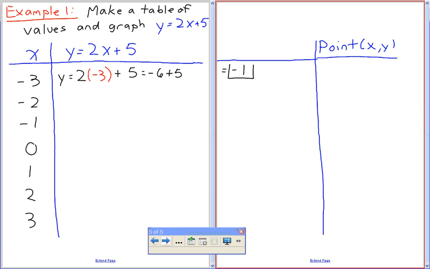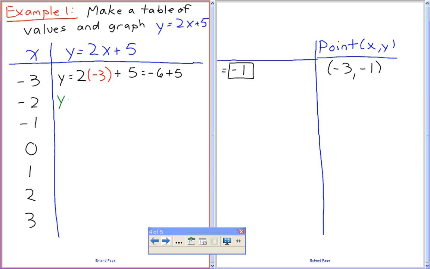Now that's what we calculated to be your y value. So my x value is -3 as far as my point goes, and my y value is -1. Let's try another one and see how it goes here. All right, Jake Murray, you're up next. Can you do the beginning of the next column? y equals what? Do this in green. y equals 2 times -2, plus 5.